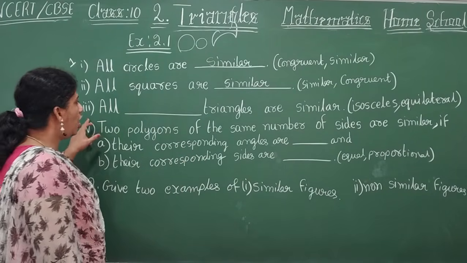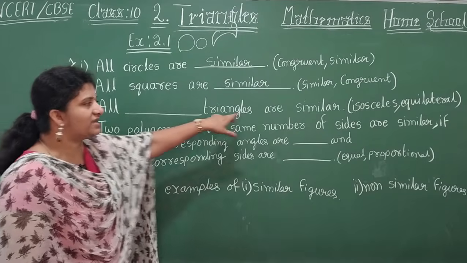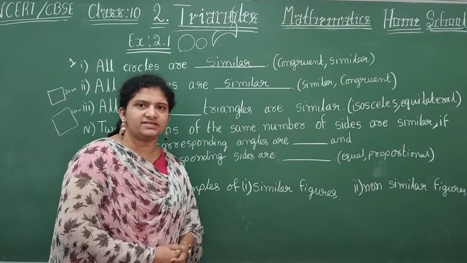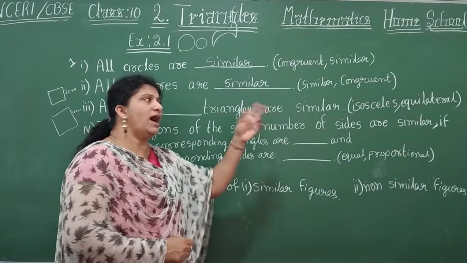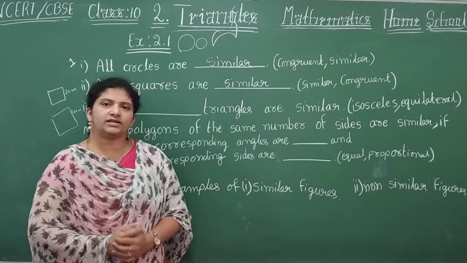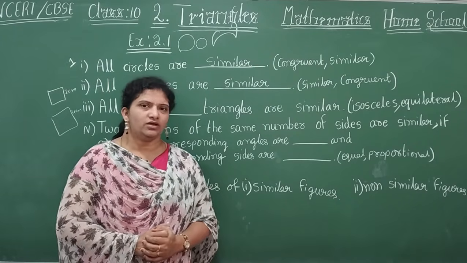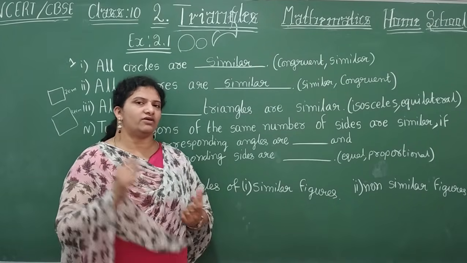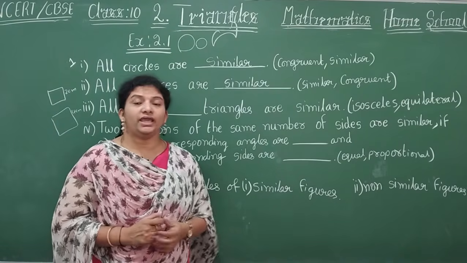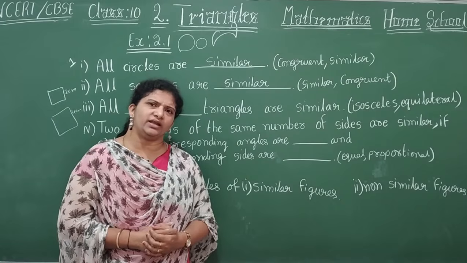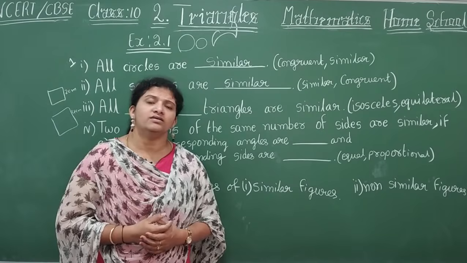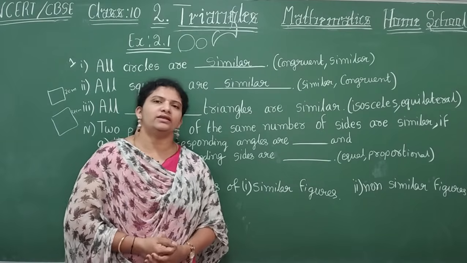third one, all dash triangles are similar. So there are two given triangles here. All isosceles triangles similar. What do you mean by isosceles children? If any two sides are equal. So if any two sides are equal, all triangles will be different. But equilateral, what do you mean by equilateral? All angles, all sides are same.